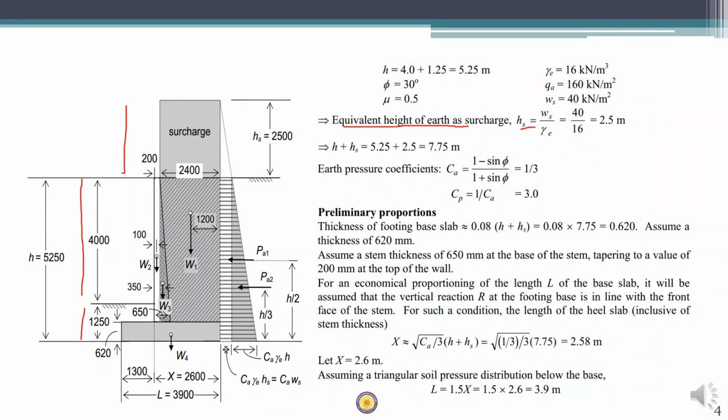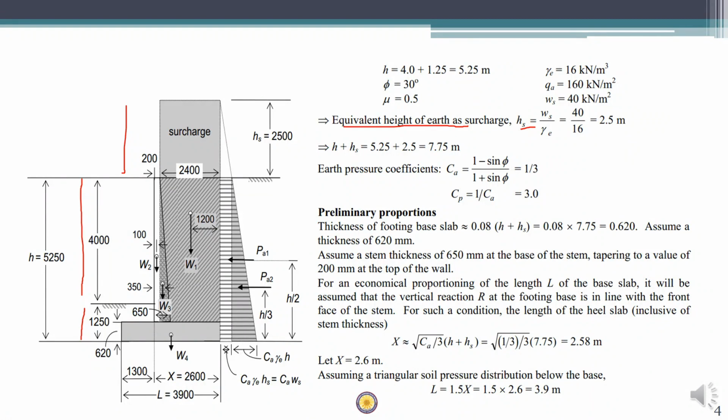You can also find out the Ca and Cp values. It being a level surface, there is no requirement of beta. It is one direct formula: (1 minus sin phi) by (1 plus sin phi) and (1 plus sin phi) by (1 minus sin phi). So Ca and Cp values are already known. The next step is to do the preliminary proportioning.